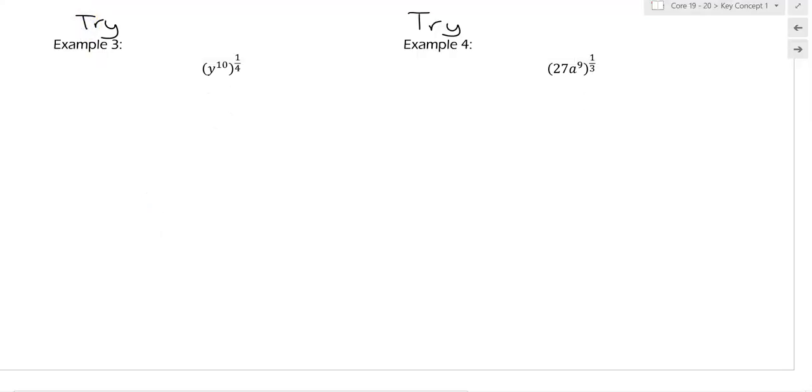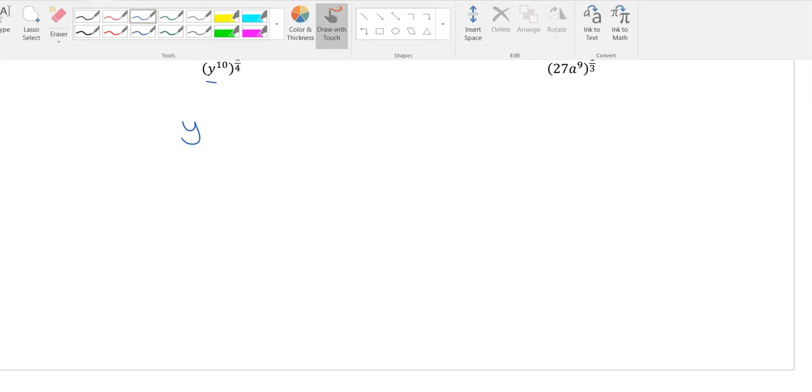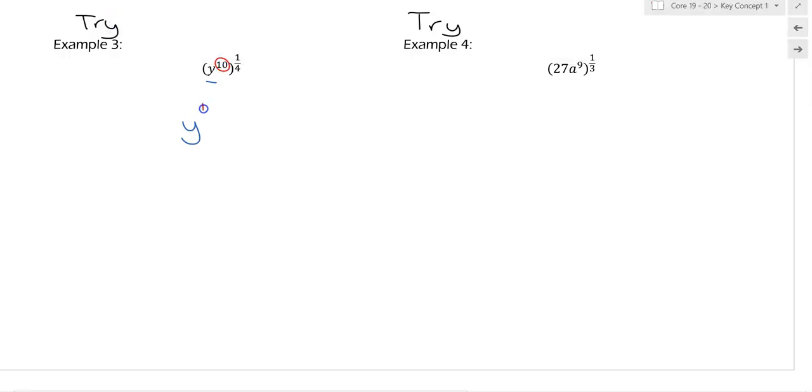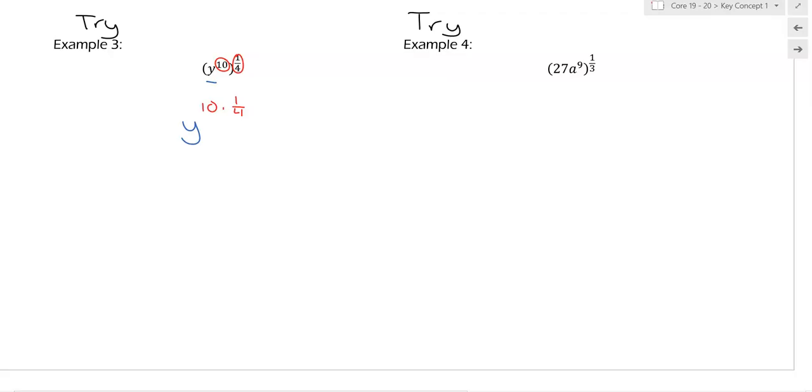Example 3 is just like example 1. I have just the y base, and then it has its exponent of 10. And then outside is 1/4. Again, this part has no variables. We can't type variables into our calculator. But 10 times 1/4 is 5/2. And I'm going to be very careful that that 5/2 is up and to the right of y.